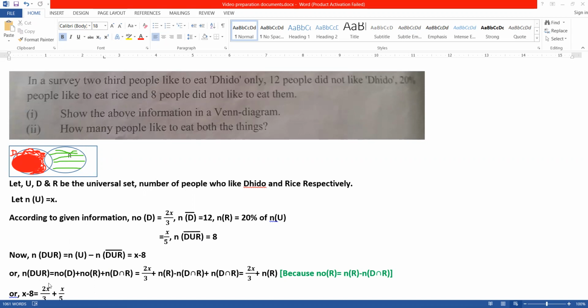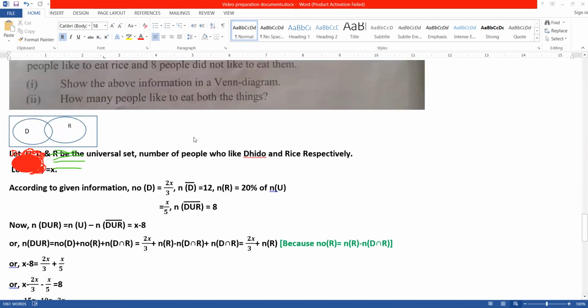After that, we have an alternative formula for N(D union R), that is of only D. Let me remove the annotations. Okay, only D. This one is only D. So only D means this part. If I add this part and only R means this part, sorry, this part only, it's not outside.